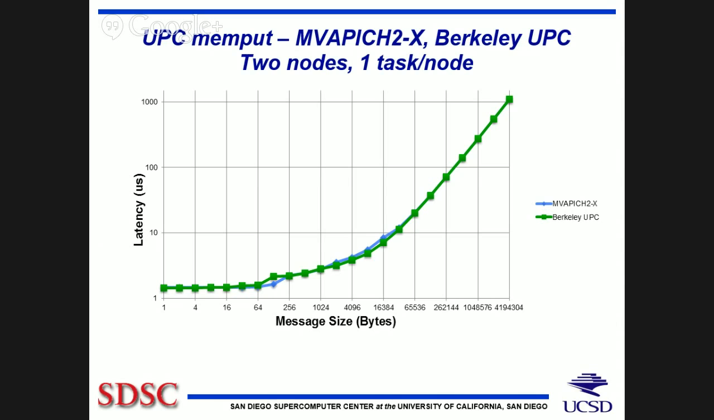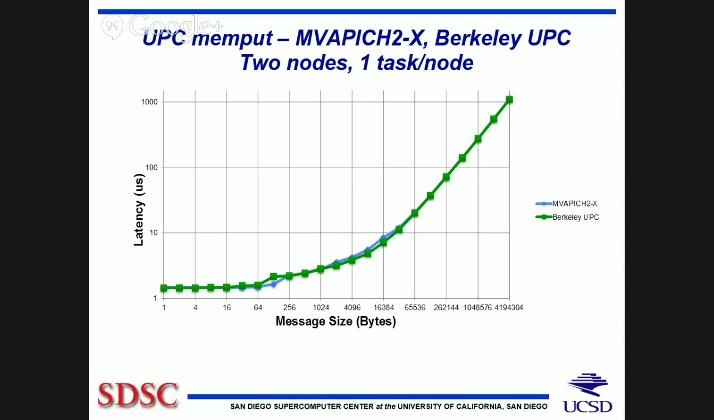So the next set of slides is essentially atomics and OSU benchmarks for UPC and OpenSHMEM. The first test case I have is the UPC memput benchmark, MVAPICH2-X compared to the Berkeley UPC implementation.